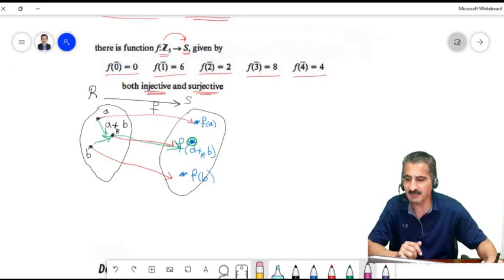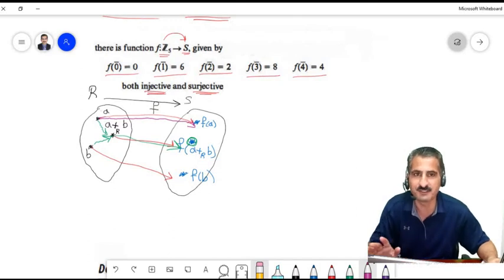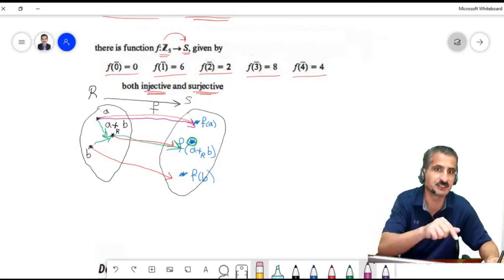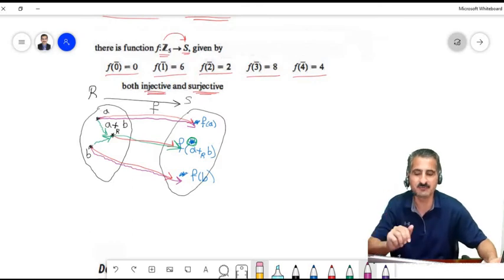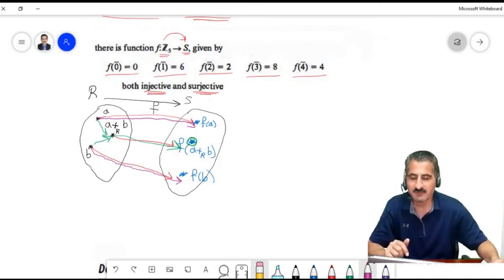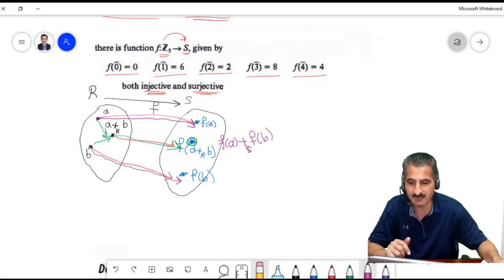Take the image of A, so let me do it in this color. Take the image of A, then to do operations, instead of inside the ring R, we will do the operation inside the ring S. So take the images here. So we got f of A and f of B. Now take the operation f of A plus f of B, but now this plus is the addition of S.